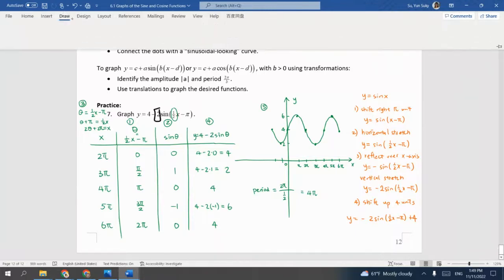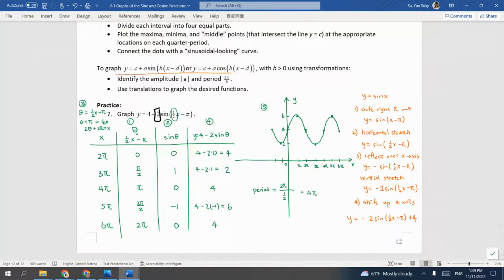So in general, if you have y equals C plus A times sine of B times x minus B, or y equals C plus A times cosine of B times x minus B, then the amplitude will be the coefficient of the trig function, so this A. And the period will be 2 pi over B, the coefficient of x. Okay, everybody? So amplitude and period, right.